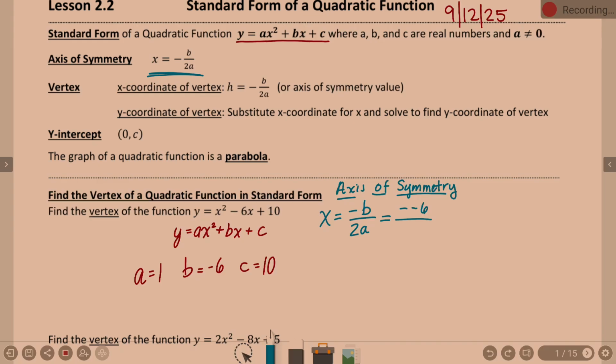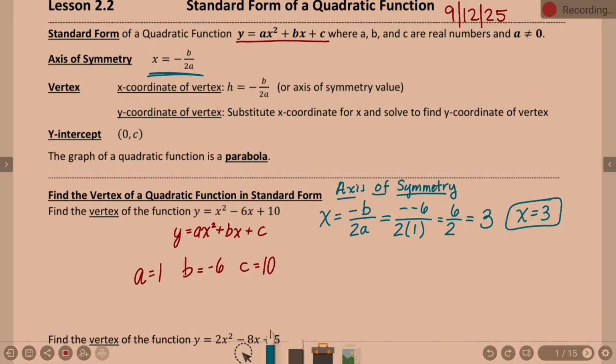That's going to be positive 6, yes? I could also say the opposite of negative 6 is going to be positive 6, over 2a, so that means I'm going to do 2 times 1. So the opposite of negative 6 is 6. 2 times 1 is 2. And what's 6 divided by 2? 3. So right there, you have found your axis of symmetry. X equals 3.